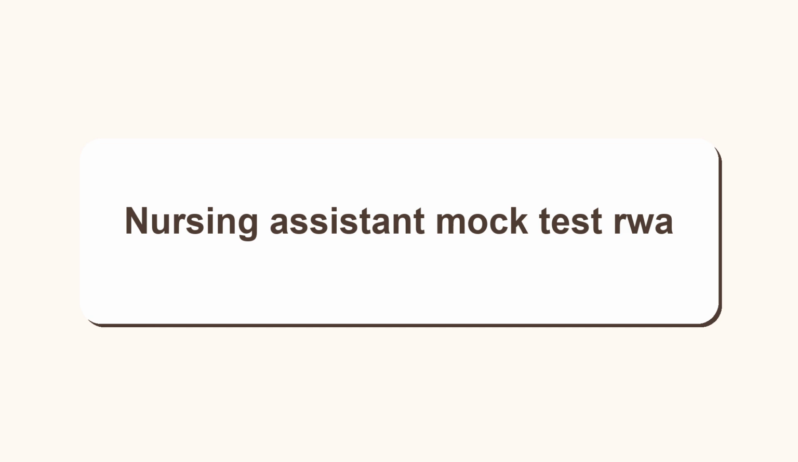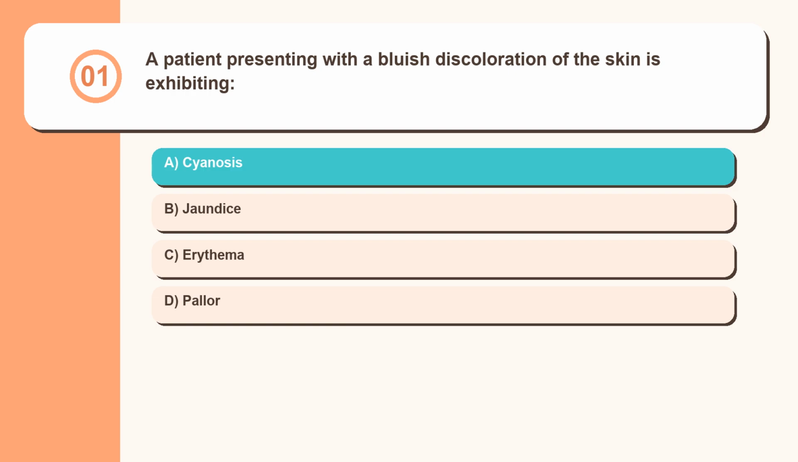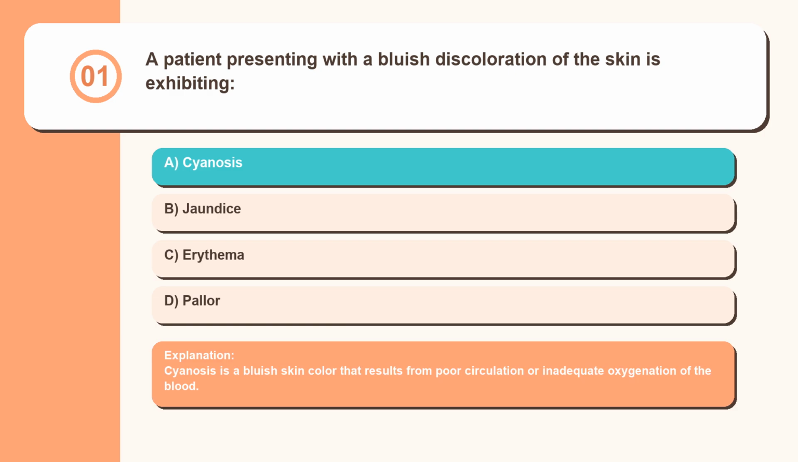Nursing assistant mock test RWA. Question 1. A patient presenting with a bluish discoloration of the skin is exhibiting cyanosis, jaundice, erythema, pallor. Cyanosis is a bluish skin color that results from poor circulation or inadequate oxygenation of the blood.